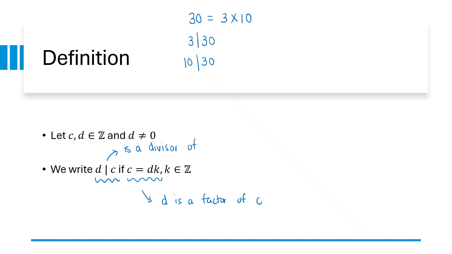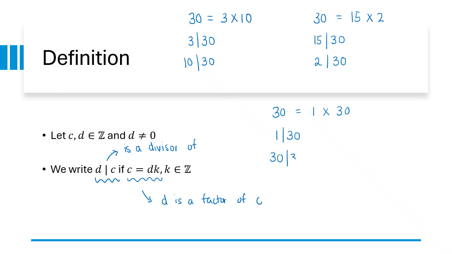We could also write it as a different product of factors. So we could say 30 is the same as 15 times 2. Because both of these are integers, again, we can use the same argument to say 15 will be a divisor of 30, and 2 will be a divisor of 30. And we can even look at the extremes. We can write 30 as a product, 1 times 30. Both of these are integers, so 1 will always be a divisor of 30, as well as 30 itself. 30 will always go into 30 exactly once.